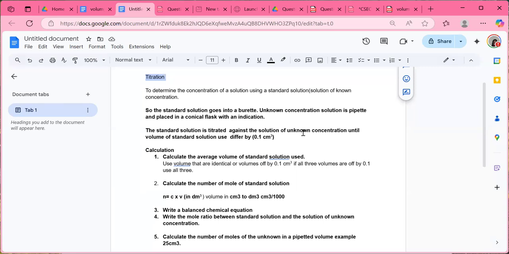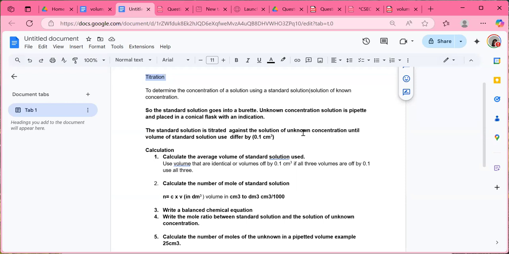Now, in order to determine the solution's concentration, we need to do a series of calculations. Your teacher may have taught you using statements, but this is a quick revision, so I'm using only formulas, right? If you want to use the statements, that's fine. The first calculation is to calculate the average volume of standard solution used. If the volumes are identical, we will use the identical volumes, or we use volumes that differ by 0.1. But if all three values differ by 0.1, we're going to find the average of all three.